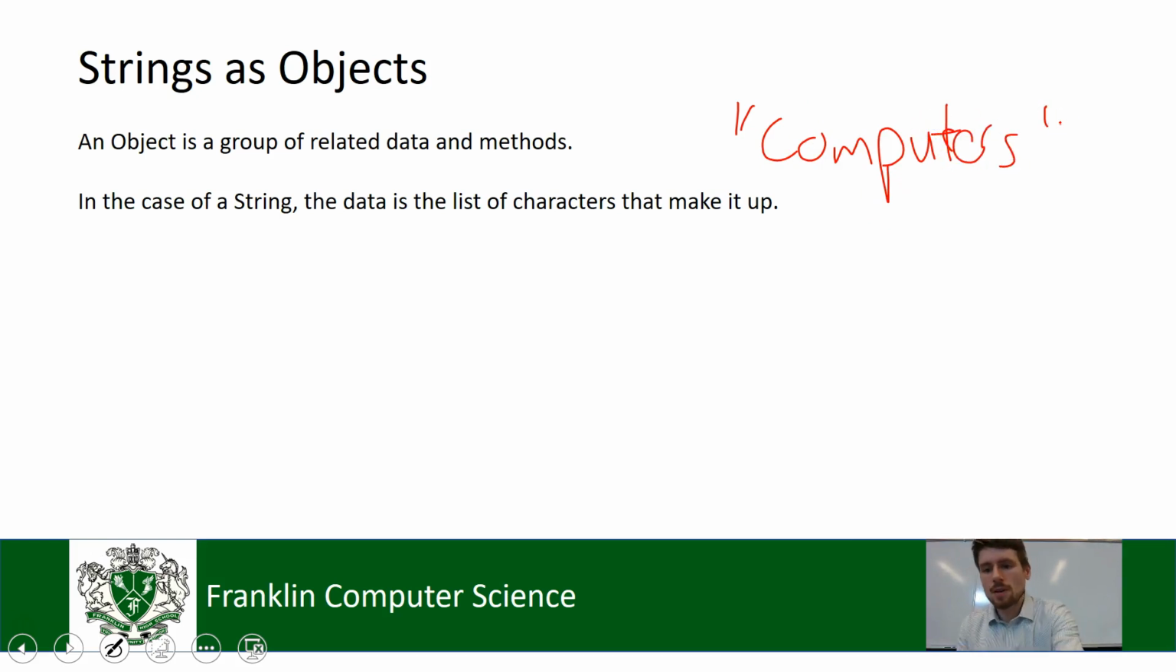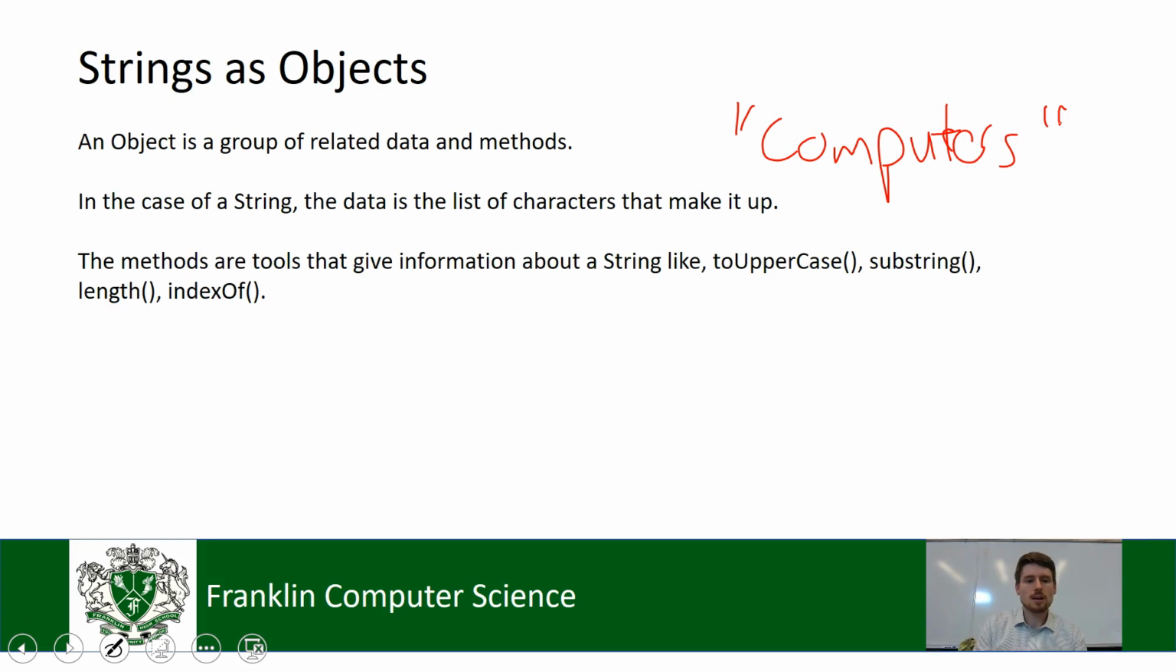So there's a bunch of characters in a particular order, and that's what makes the string. That's what makes it up. Methods are tools that can give you information about that string or do stuff to that string. So you can get the version of the string that is all uppercased, so everything capitalized.